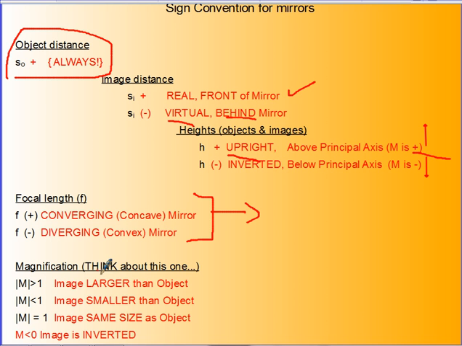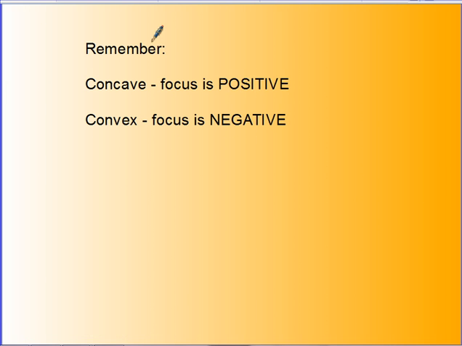Finally, for the magnification, think about this: if the absolute value of the magnification is greater than 1, then the image is larger than the object. That kind of makes sense. If the absolute value of the magnification is less than 1, then the image is smaller than the object. If the magnification is equal to 1, then the image and the object are the exact same size. Now, whenever you have a magnification that's less than 0, that is, it's negative, the image is inverted. It just means it's upside down, and you're going to get a negative height. Remember, concave, focus is positive; convex, focus is negative.